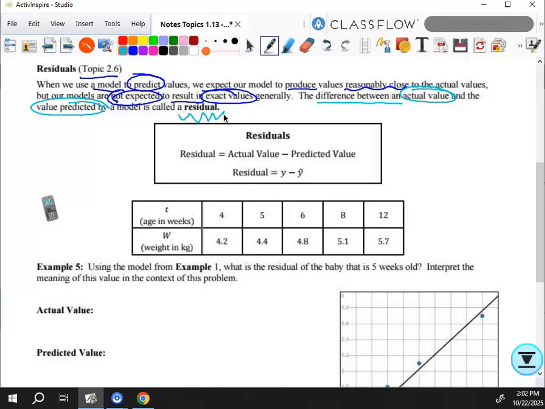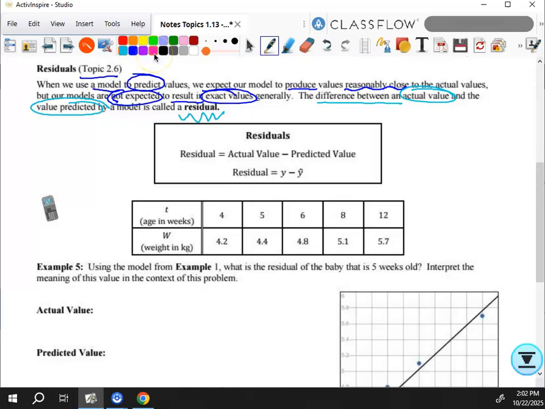Now, in stats, there's residuals and there's errors. And the difference between the two is which order you subtract in, which makes them very much alike and very easy to get mixed up, okay? I'm not sure why we have to talk about both, because in stats, they don't even talk about errors, but whatever.